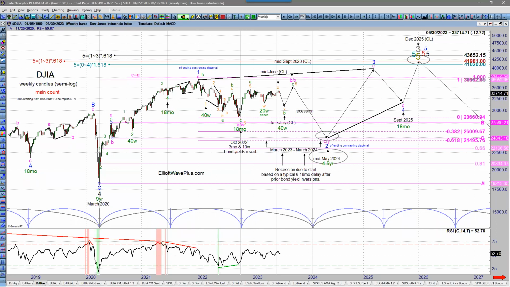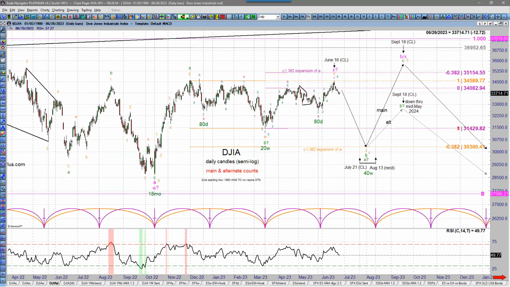So there's the Dow Jones Industrial Average, and right now I think we are in the beginning of a move to the downside into a 40-week cycle trough that is due sometime in late July or early August, due to bottom somewhere in there.